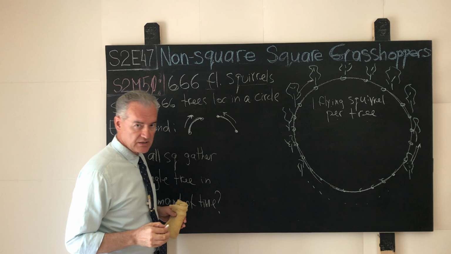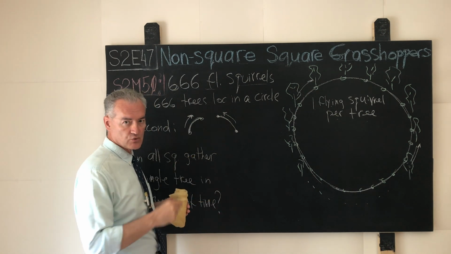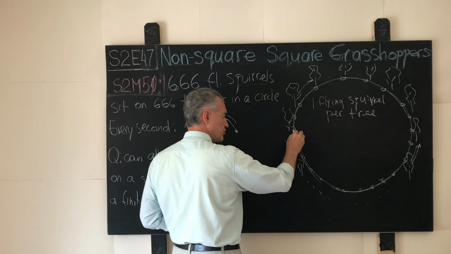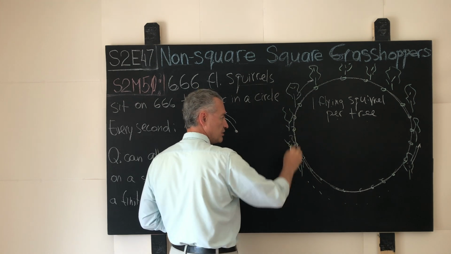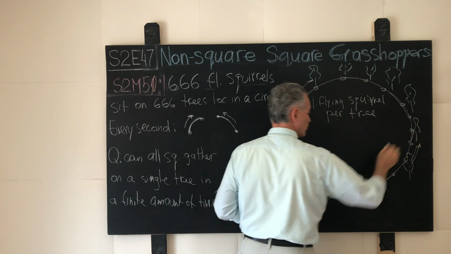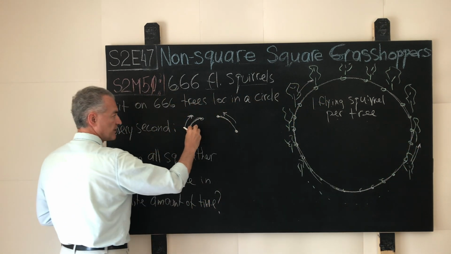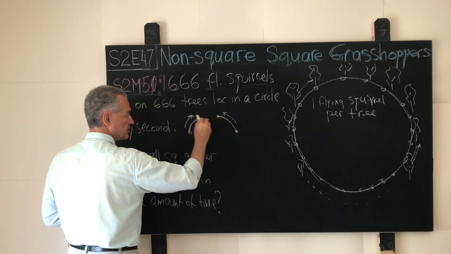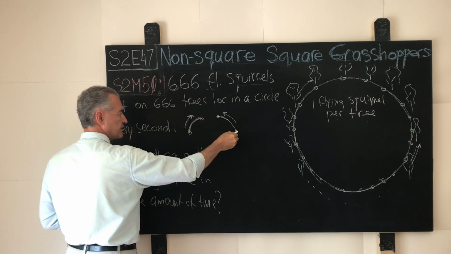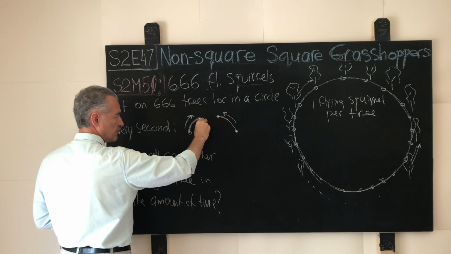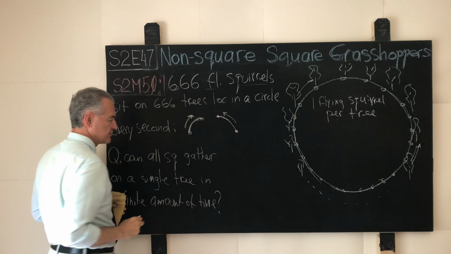And the jumps are made not over one tree or some trees, but to the immediate neighbor. No trees in between, from here to here, and let's say from here to here. Every second that process happens. One flying squirrel flies clockwise, the other squirrel flies counterclockwise, one span only. One span between any two immediately adjacent trees.